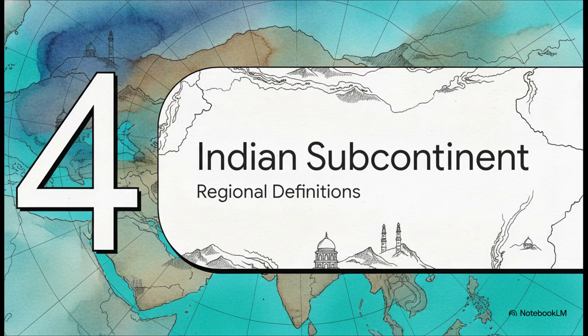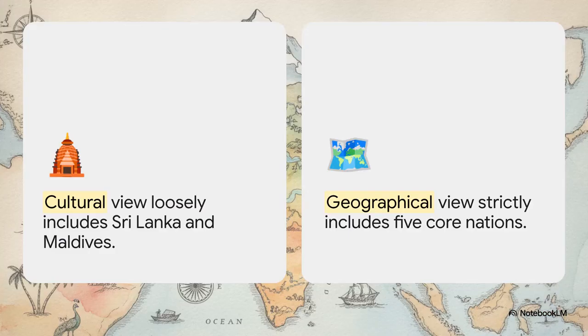Moving on to Section 4, Defining the Indian Subcontinent. People get confused by the term Indian subcontinent all the time, mostly because the definition totally changes depending on what criteria you're using. Culturally and historically speaking, a lot of textbooks lump in the island nations of Sri Lanka and the Maldives because of shared history. But if we are strictly talking about the continuous geographic landmass, the subcontinent is just 5 core countries: India, Pakistan, Nepal, Bhutan, and Bangladesh.